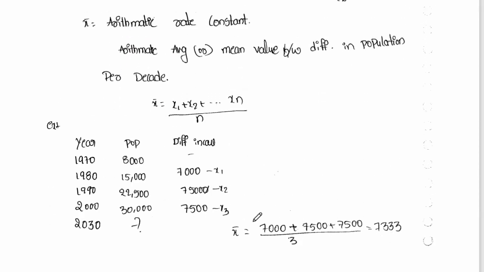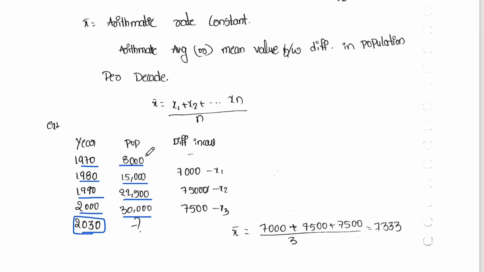Now the problem: the years given are 1970, 1980, 1990, 2000, and we need to find the population for 2030. The population in 1970 is 8,000. In 1980 it is 15,000, in 1990 it is 22.5 thousand, and in 2000 the city has 30,000 population.